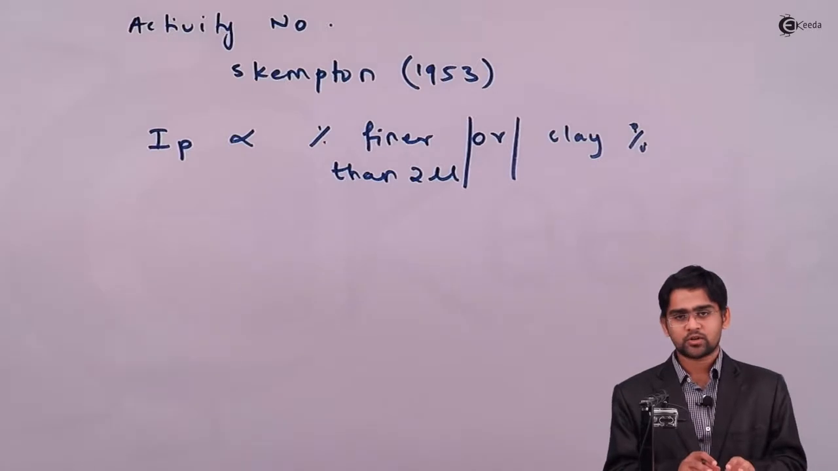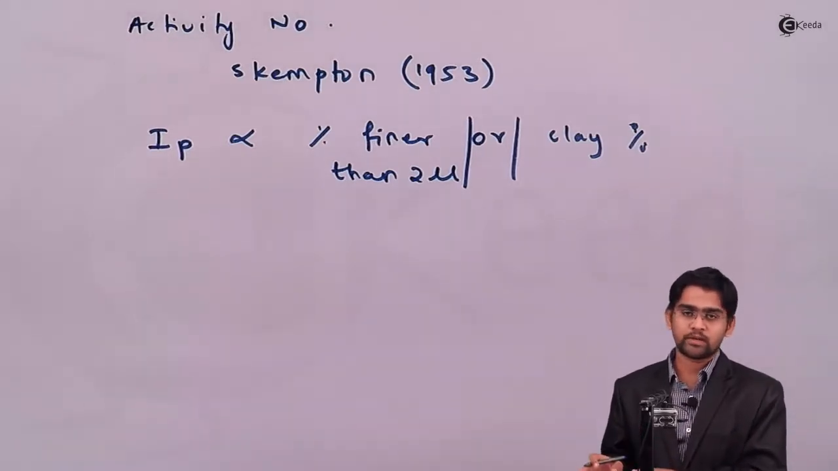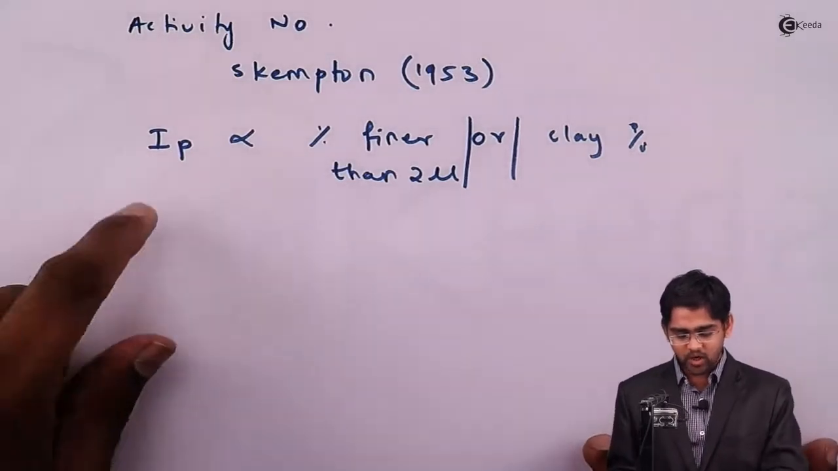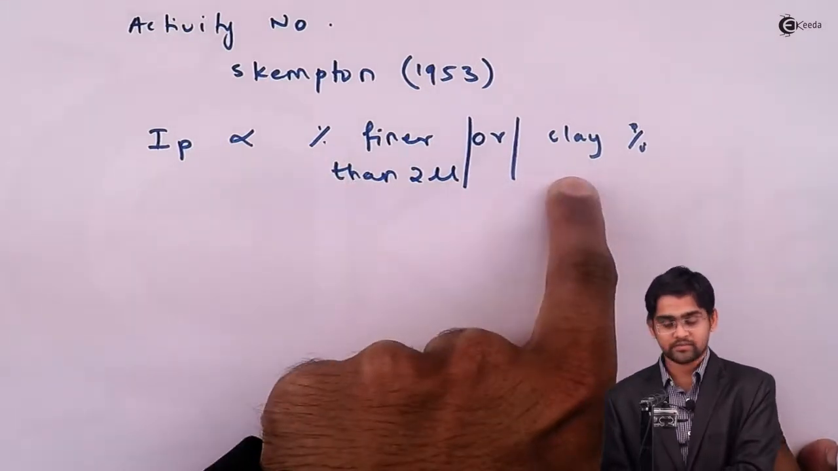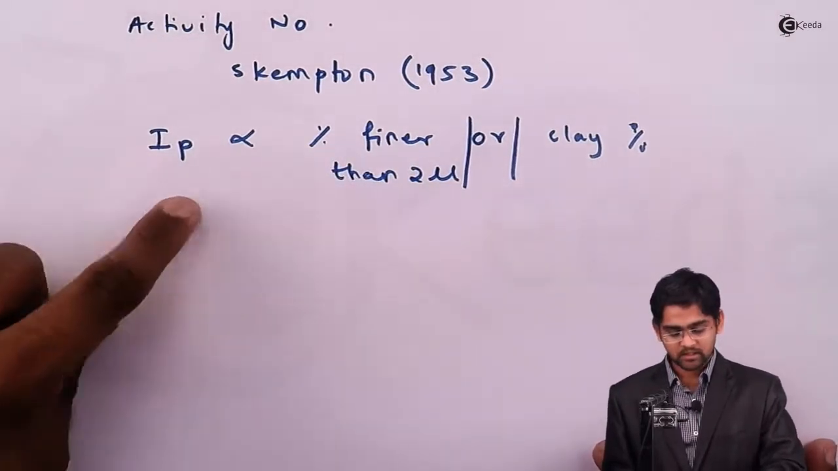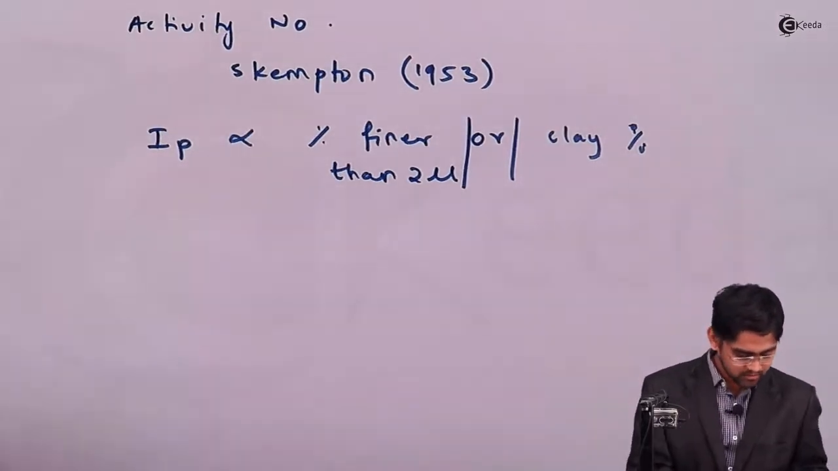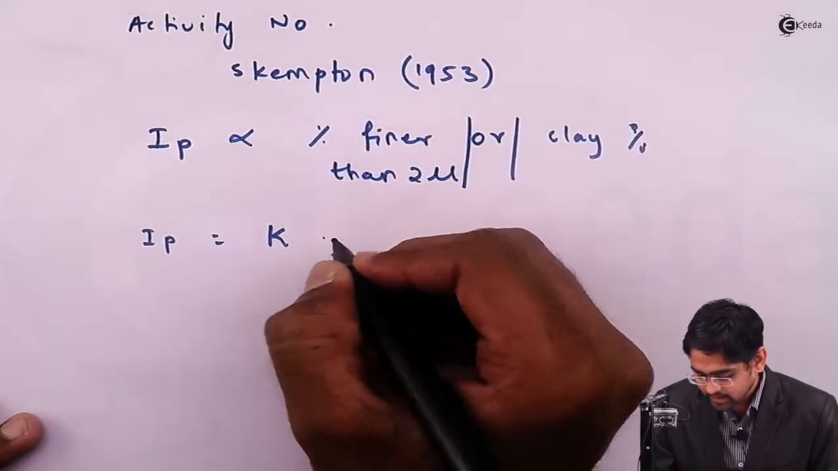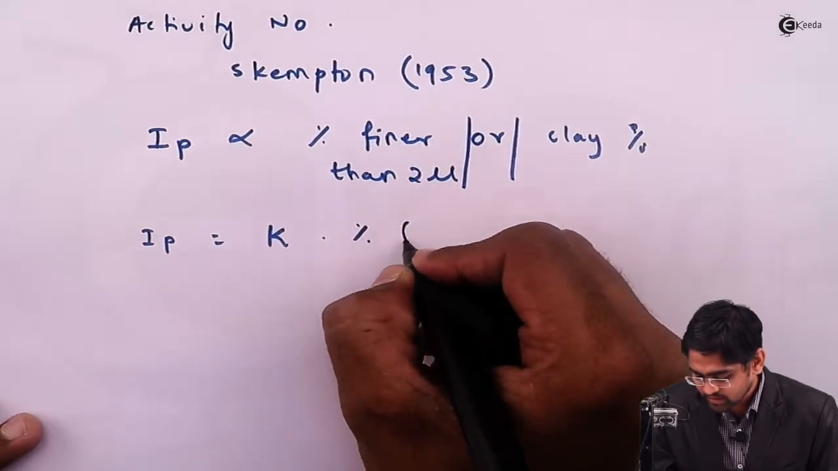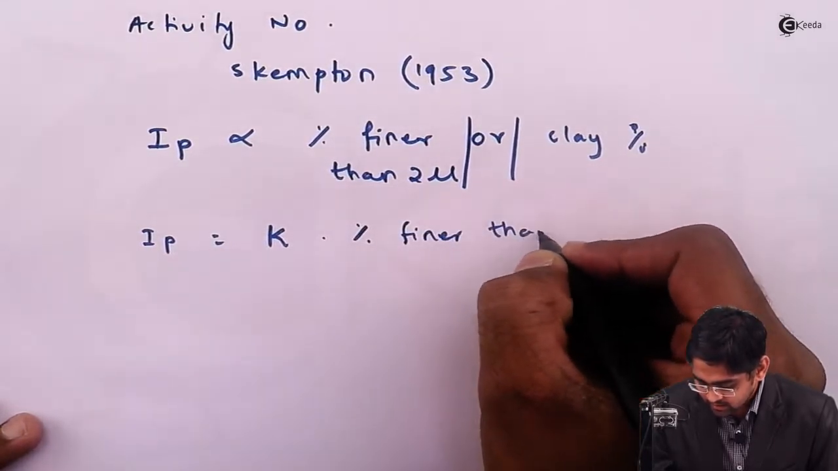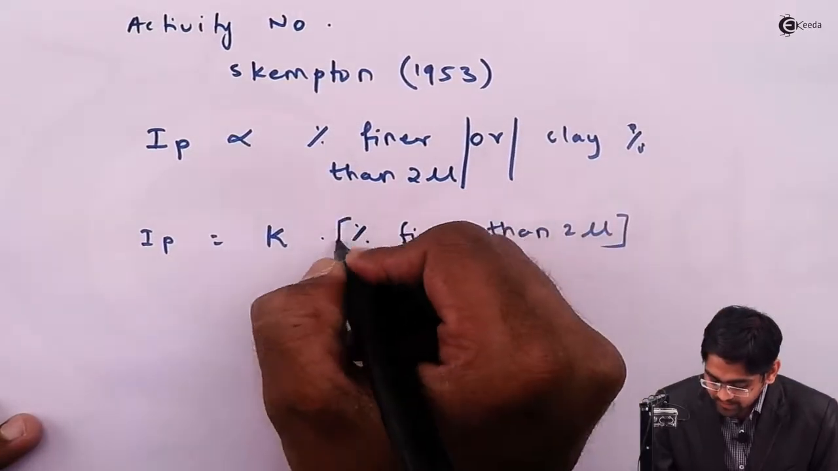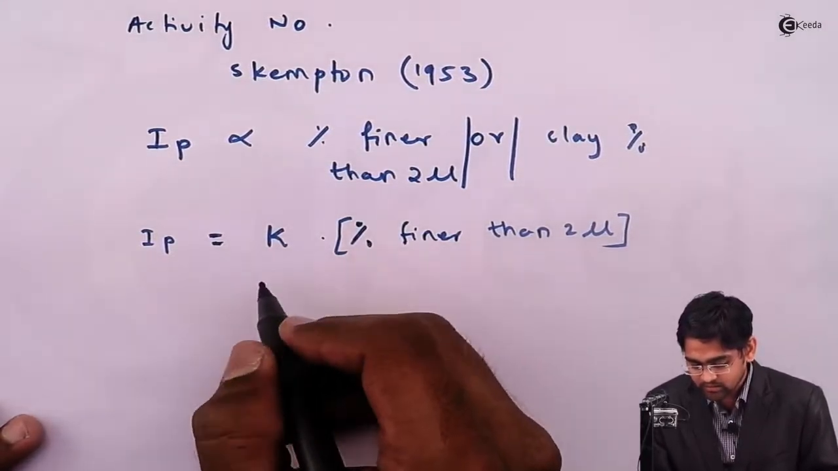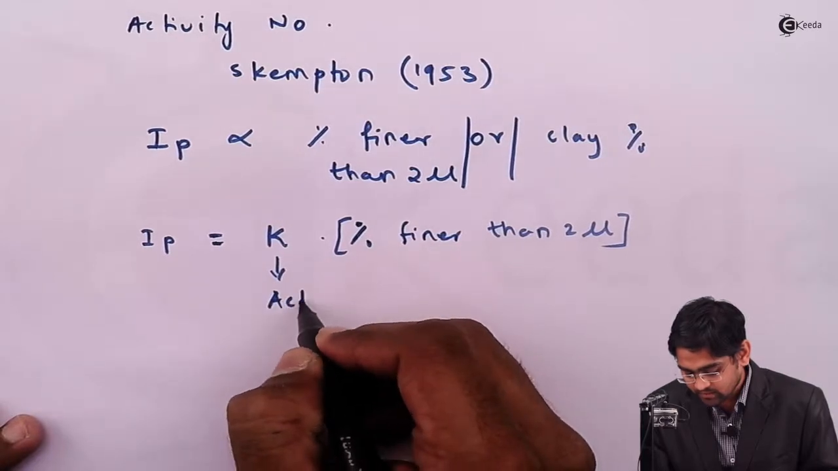mixture of coarse grained soil, sands, gravels, boulders, cobbles, and you have again silts and clays in between. So depending on the proportion or the percentage of clay, this plasticity index is related. So it is directly proportional. If I remove this proportionality sign and introduce a small constant k, and write the complete term, percentage finer than 2 micron, that means it's a clay percentage generally, and this constant which is replaced is nothing but your activity number.